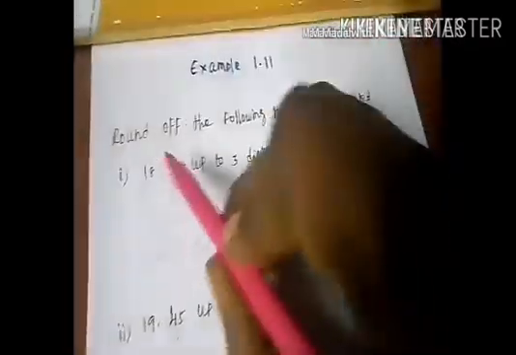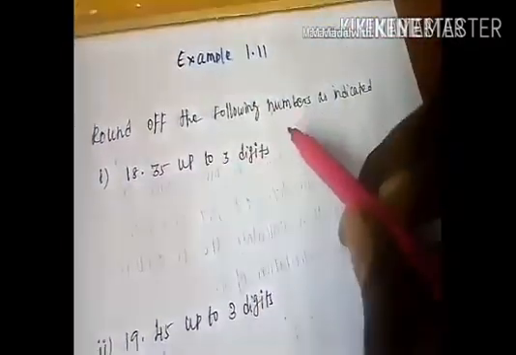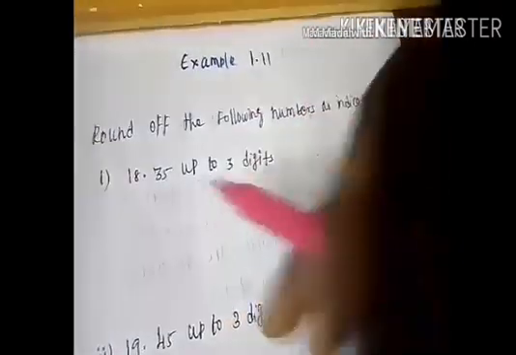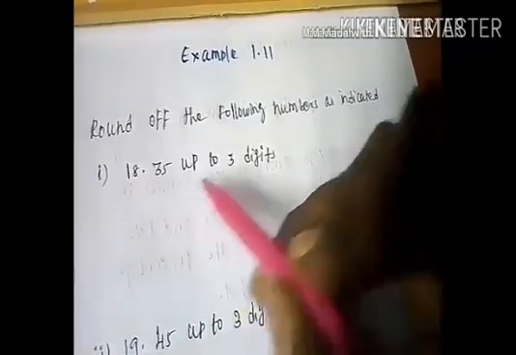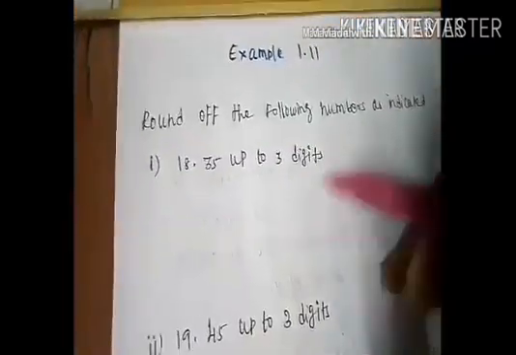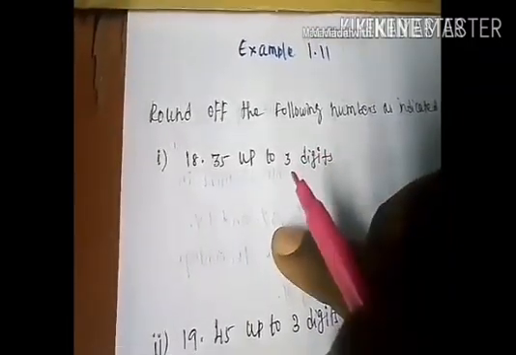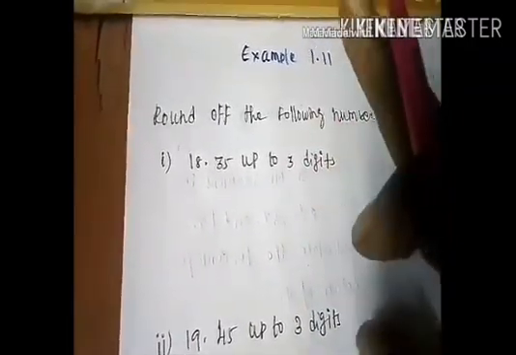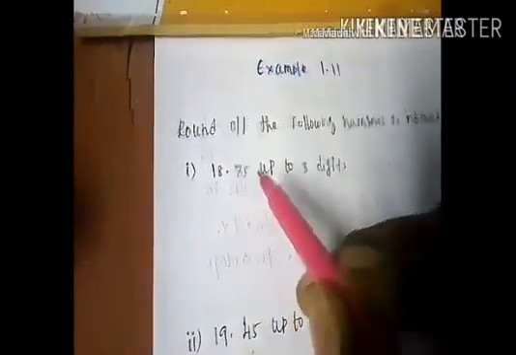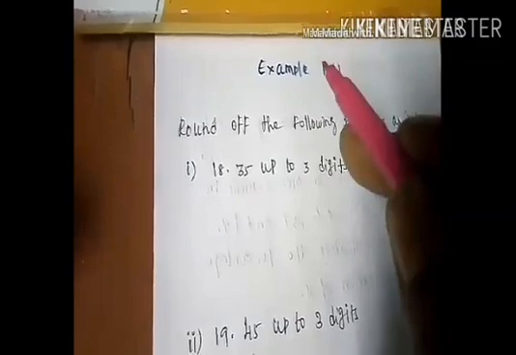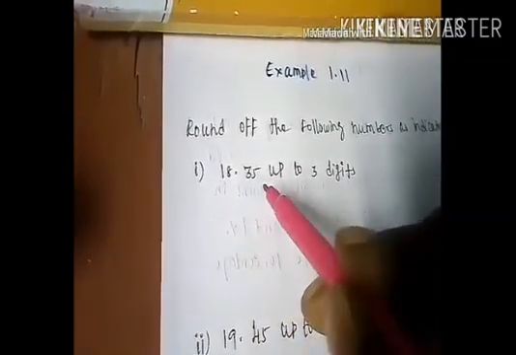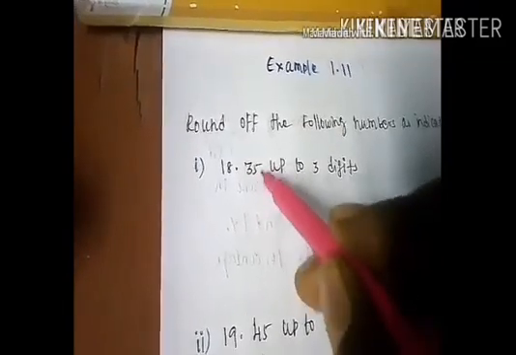Next one is example 1.11. Our question is, round off the following numbers as indicated. First one is 18.35 up to 3 digits. Now here we have to use the rule for rounding off. Here you have 4 digits, and I want only 3 digits, so drop the last digit.